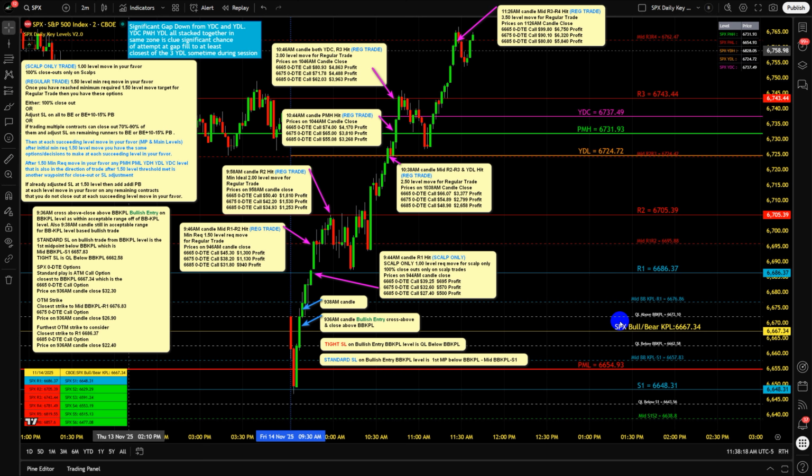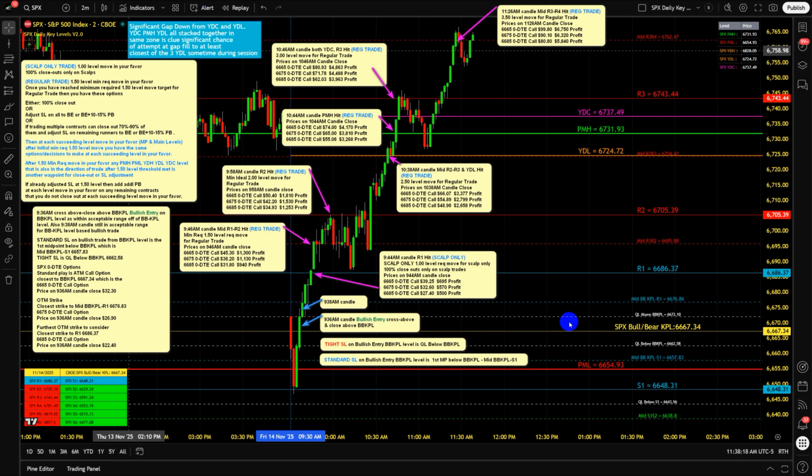On the initial trade we showed you on the previous screen, it was a bearish trade on the opening candle. So on that bearish trade it is the exact opposite. Still the level we're trading from, however, the tight stop loss in the bearish trade is the first QL above, and then the standard stop loss is the first midpoint above on the bearish trade from this level.